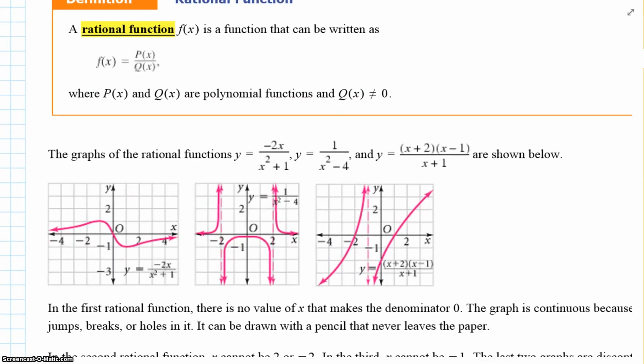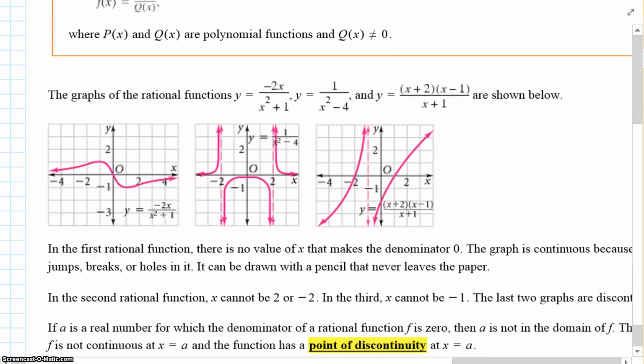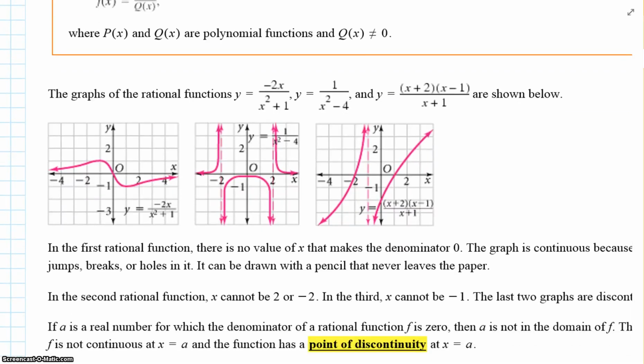A rational function is nothing more than a function that is just p of x over q of x, where p of x and q of x are polynomial functions, and obviously q of x cannot equal 0. Graphs of rational functions are shown below. So y equals negative 2x over x squared plus 1 gives you kind of a squiggly line. y equals 1 over x squared minus 2 gives you 3 separate sections. y equals (x plus 2)(x minus 1) all over x plus 1 gives you two graphs like that.